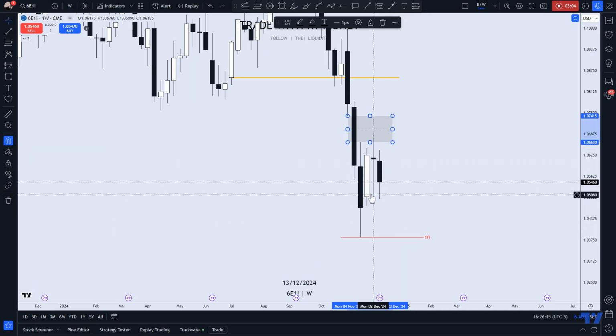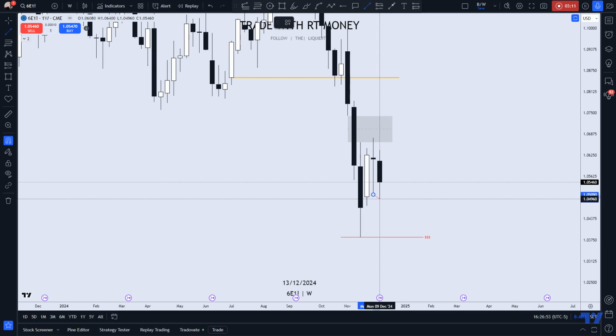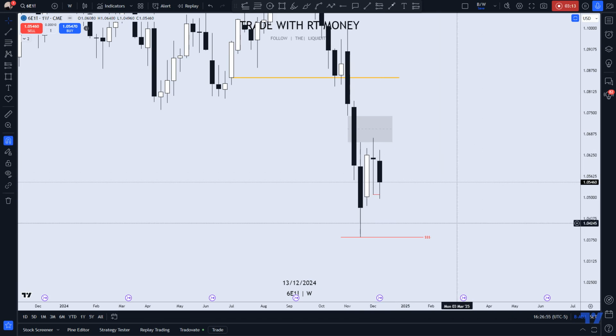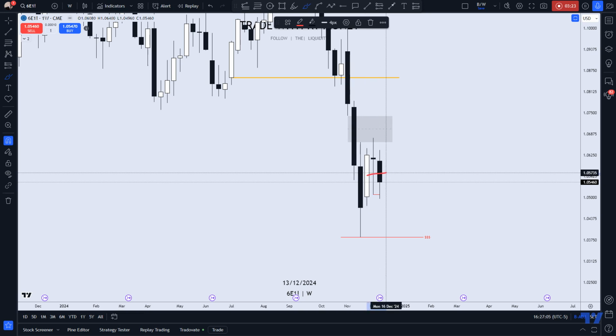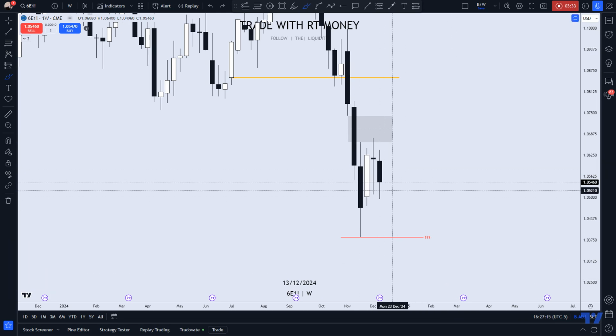We already took the low of the previous week, so price is doing its thing. We've taken the sell side liquidity, but we closed well within the range, so price may tend to have a consolidative kind of movement here. We could be moving sideways because that's not a strong bearish indication. But we'll see.